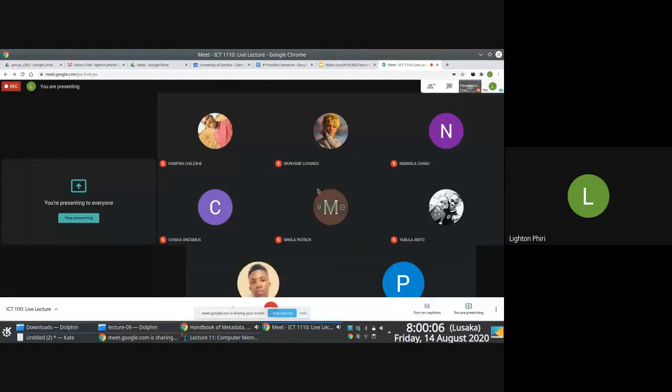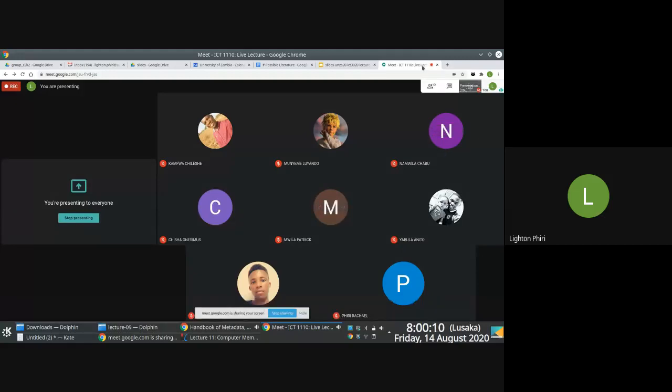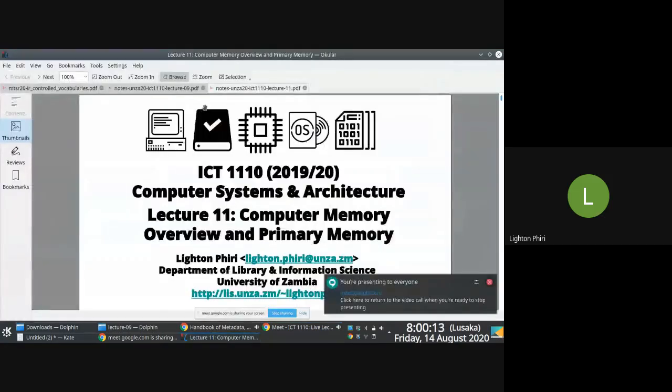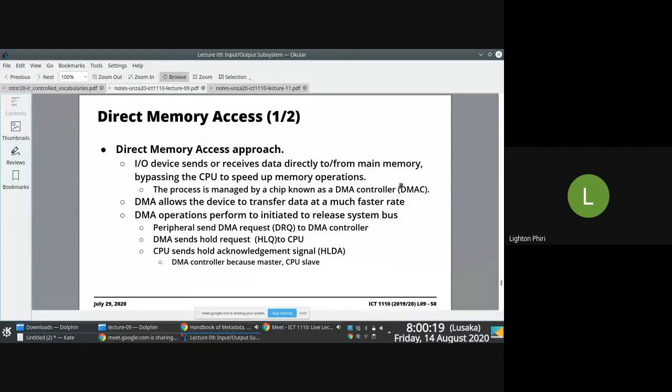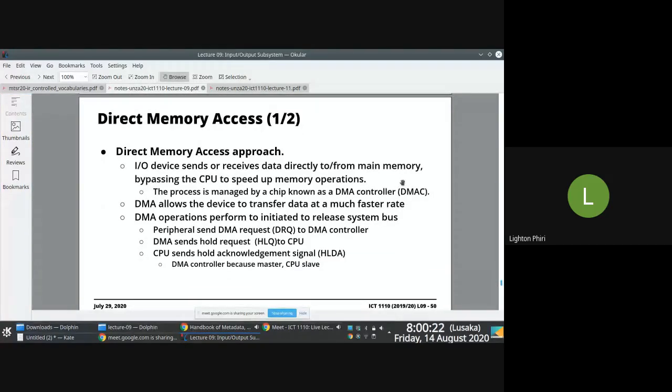Just quickly wanted to start off by ironing out a few things. Can you hear me, by the way? Yes. Okay. Right, thanks. There's a question from one of you with regards to direct memory access, and it was really tied to the sequence of events here. I stalled a little because I was a bit uncertain as to how exactly the signals are sent to and from the CPU.